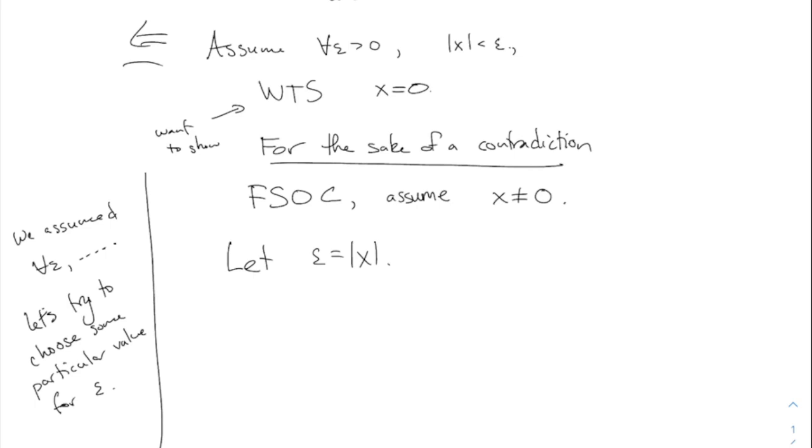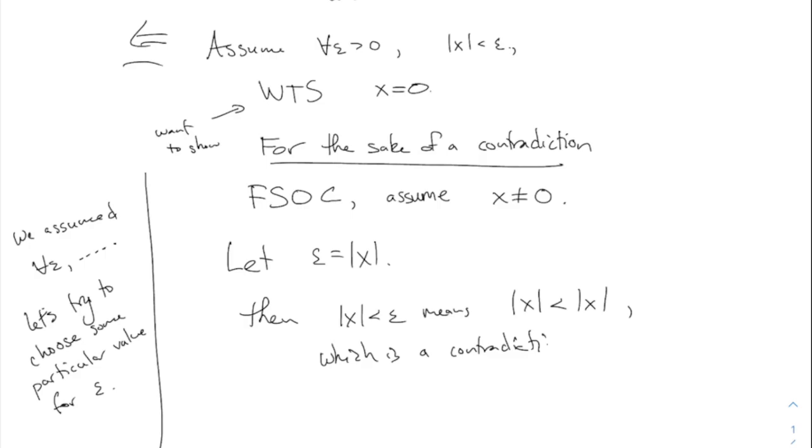Yeah, so if I let epsilon be absolute value x, then, like he said, if you look up at this, then absolute value x less than epsilon means absolute value x less than absolute value x, and that is a contradiction, because that's a less than, not a less than or equal to, right? Which is a contradiction. Exclamation. All right, and that's it for this direction of the proof. This is just a little warm-up.